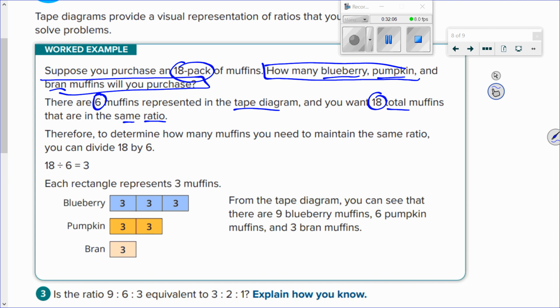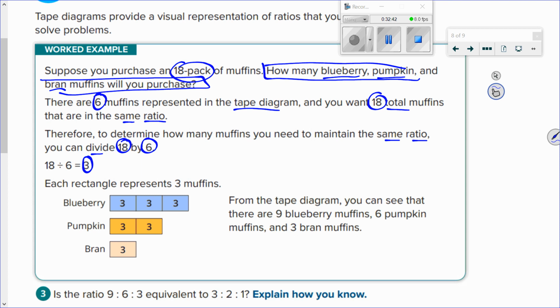Therefore, to maintain the same ratio, you can divide 18 by 6. That gives me 3. Who remembers the term I made up that 3 represents? The vocabulary term? Calvin? Awesome. Ratio constant. Meaning that 3 goes inside every box. So I have a 3 inside every box. That now shows that we have 18 muffins. Make sense for everybody? Anybody struggling on that part?